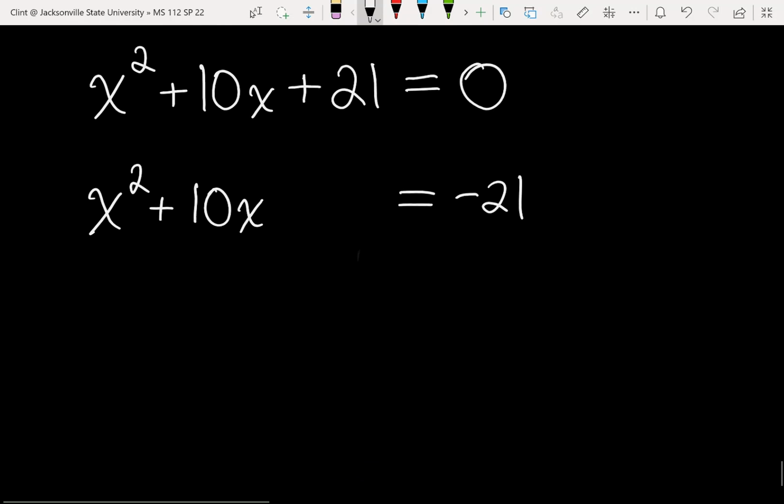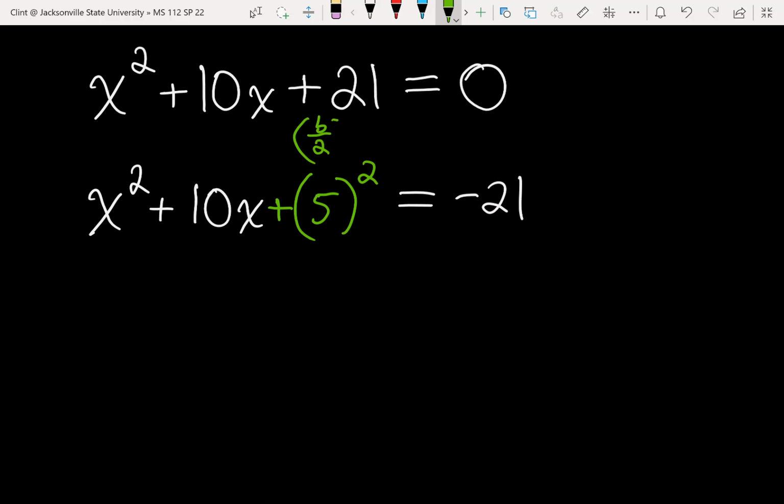So get just the x terms on one side. And then now I want to add my magic number, b over 2 squared. b is the number with the x. That's 10. We divide that by 2, get 5. I'm going to add 5 squared. That's b over 2. This is b.